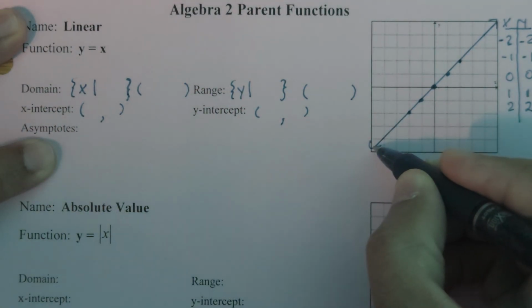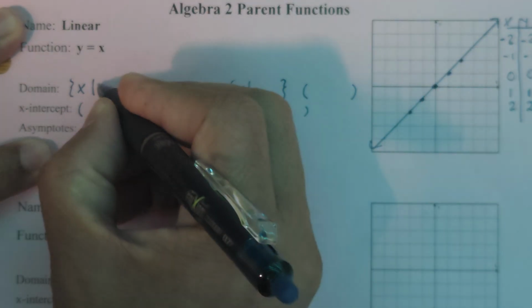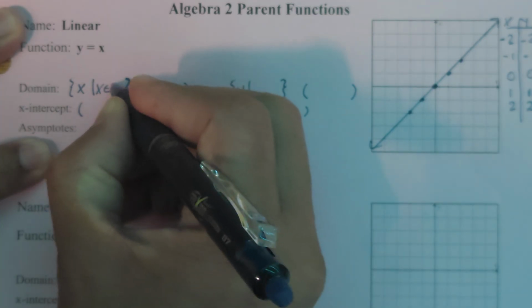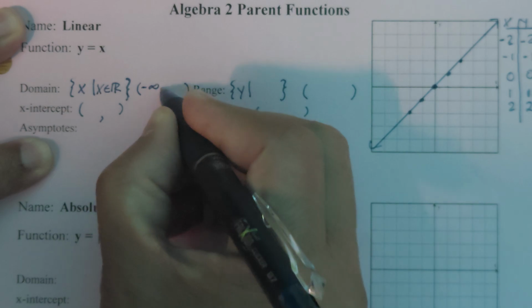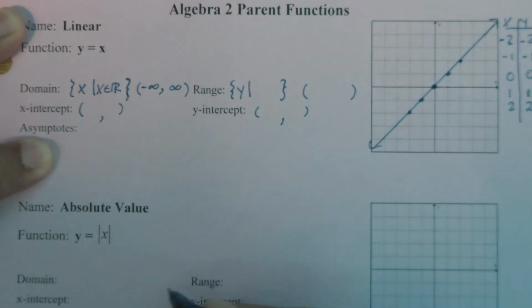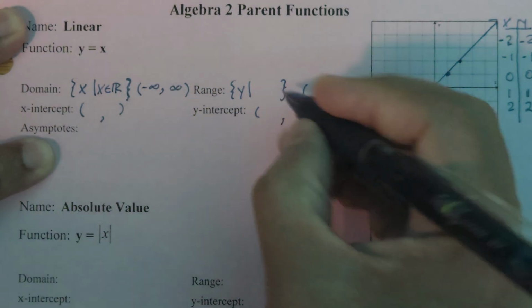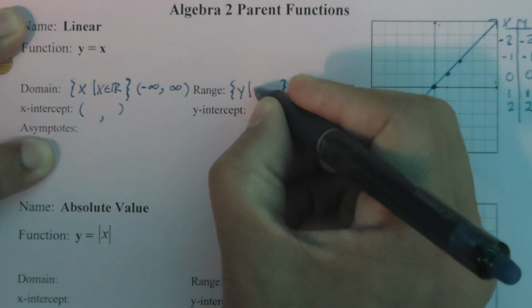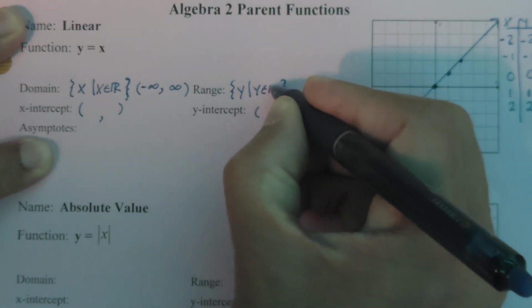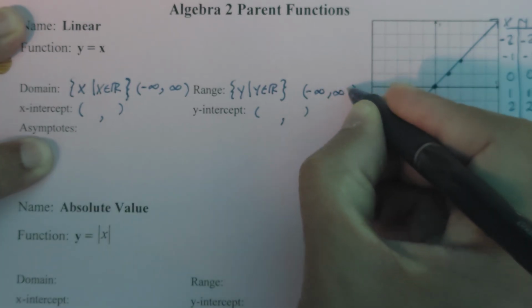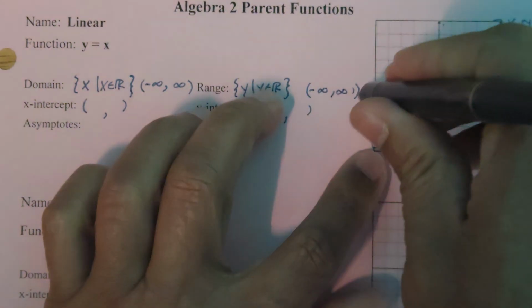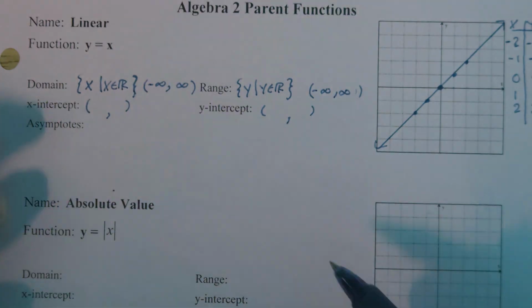The domain goes to -infinity and positive infinity. So that means x such that x is all real numbers. This is in set notation. In interval notation, -infinity on the left and positive infinity on the right. The range goes down to -infinity and up to positive infinity. So y such that y is all the real numbers, and that also means -infinity to positive infinity. All right, so there we have domain and range.